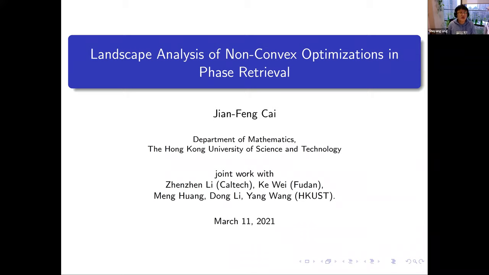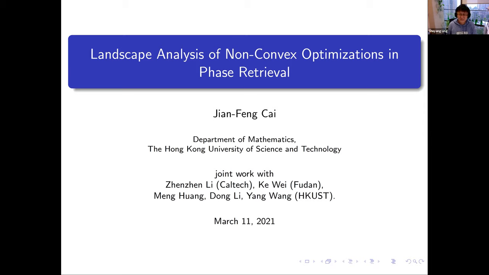Today it's my great pleasure to have Professor Jianfeng Cai. Professor Cai obtained his PhD from Chinese University of Hong Kong in 2009 and is currently a professor in the Department of Mathematics, Hong Kong University of Science and Technology. Professor Cai is an expert in design and analysis of efficient algorithms for real-world problems, such as data analysis, signal and image processing, machine learning, using tools from computational harmonic analysis, approximation theory, numerical linear algebra, optimization, and probability. Professor Cai has published over 60 papers and also a few book chapters, and some of the works have quite influenced my research as well.